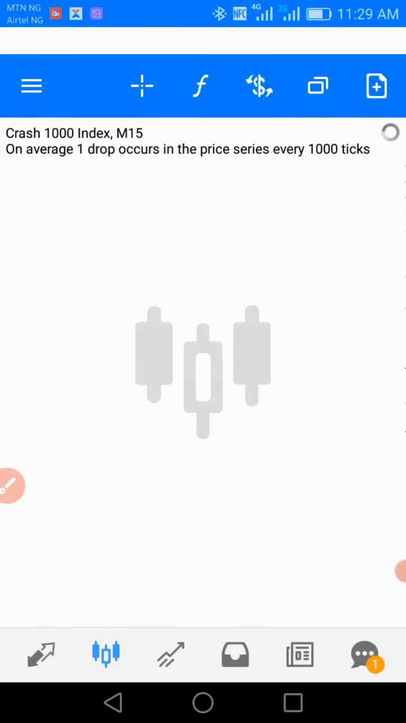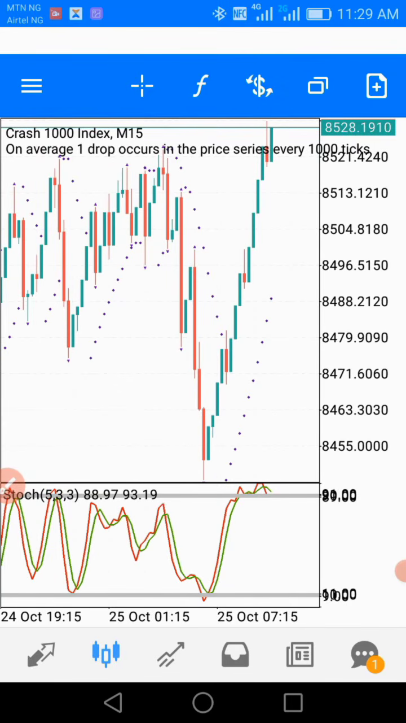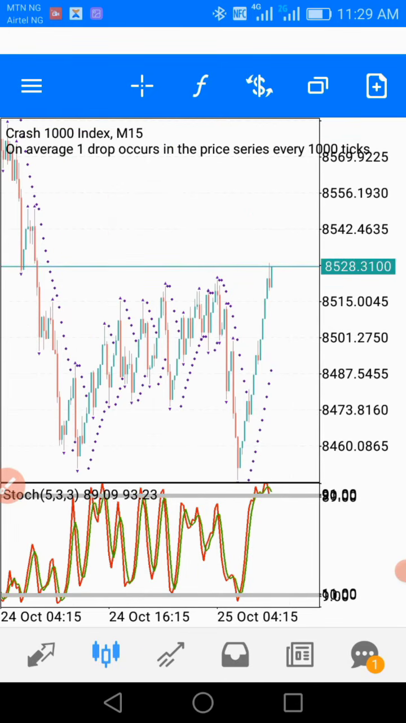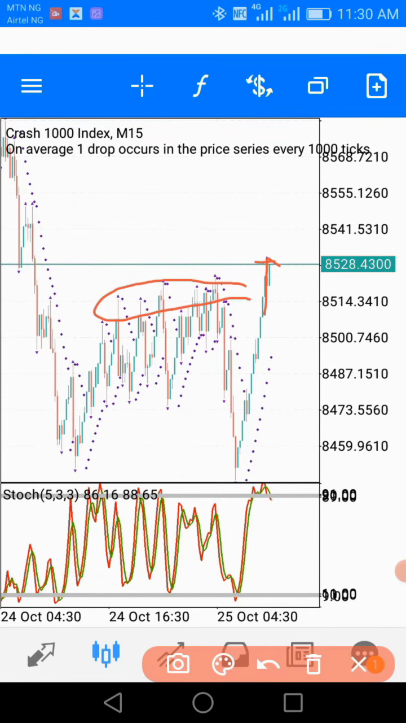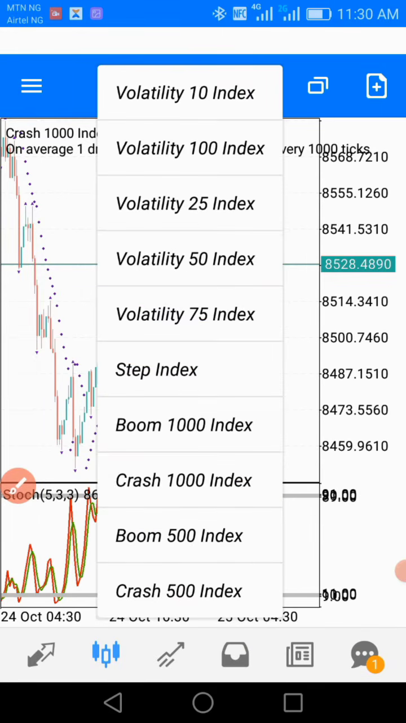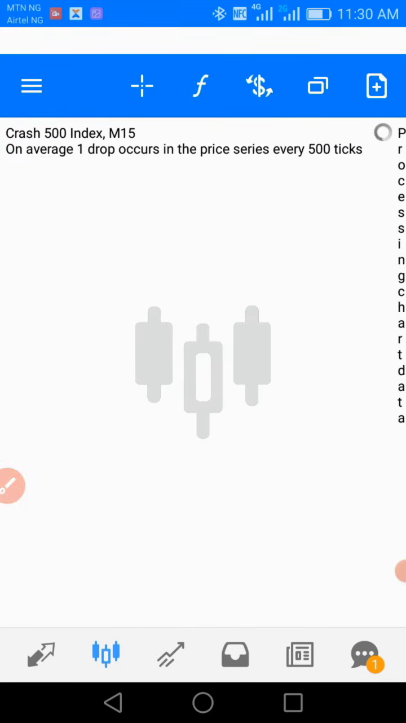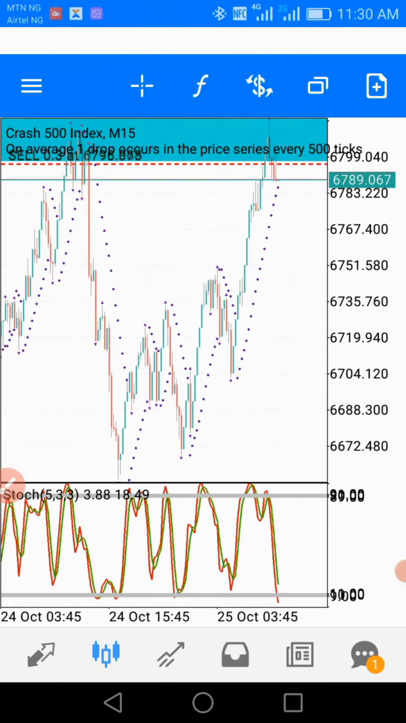Just a moment. Let's check out Crash 1000 first on 15 minutes time frame. Now we were supposed to take this trade, but I looked at it and it's not going to be tradable because it has broken the verified resistance already. It has broken it because it has tested it severally, even though it may spike again. Don't worry, I'm still going to show you how many times it has spiked already.